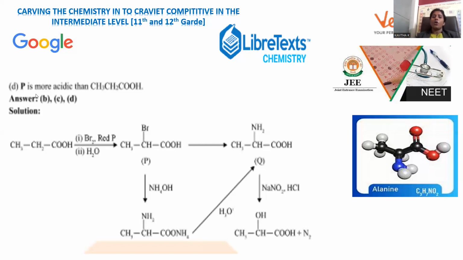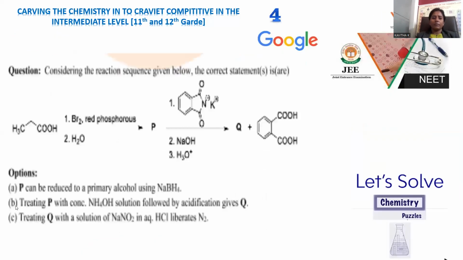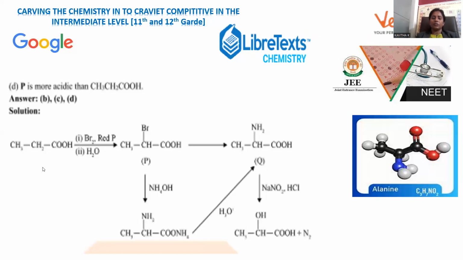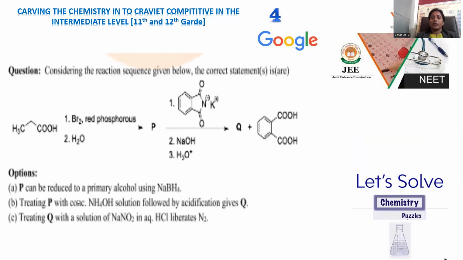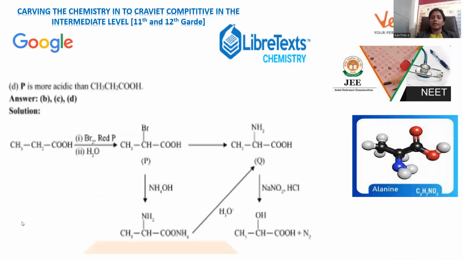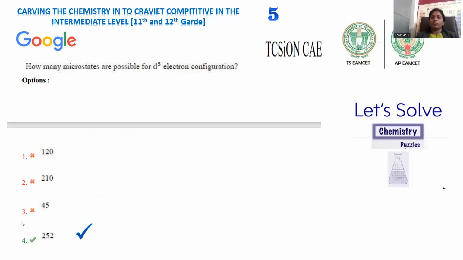That's the reason why an alpha halo carboxylic acid is always more acidic in comparison with the plain carboxylic acid. So this is justifiable for option D. B is clear, C is clear, D is also clear, A is incorrect. This is the way we can answer question number 4. For question number 4, B, C, D are the correct answers. Move on to question number 5.